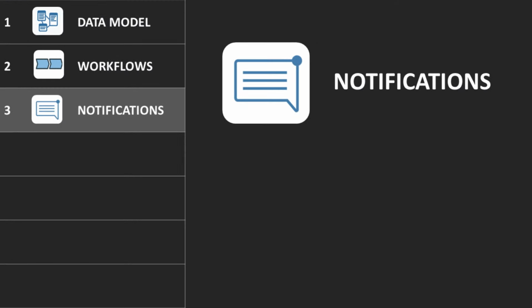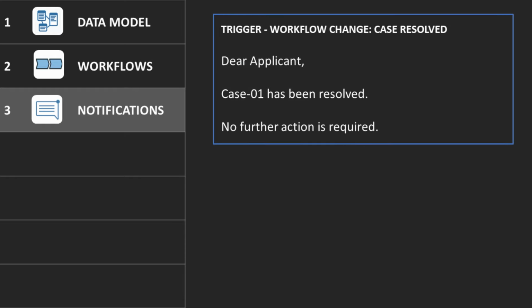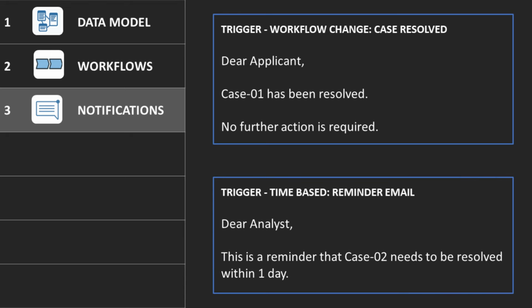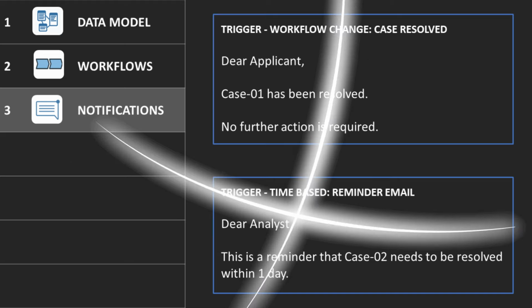Number 3. Notifications. As a case, incident, or application progresses through the different workflow stages, notifications need to be sent to various users. For example, when a case is resolved, an email needs to be sent to the requesting party advising them of the outcome. There will also be time-based notifications such as reminder emails advising users to complete a certain action within a given time frame. A good system spec needs to capture the various notifications that need to be sent.